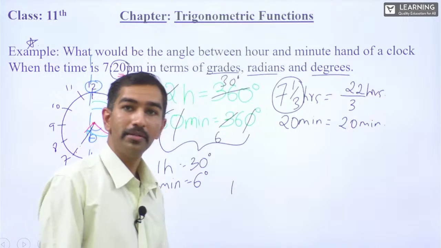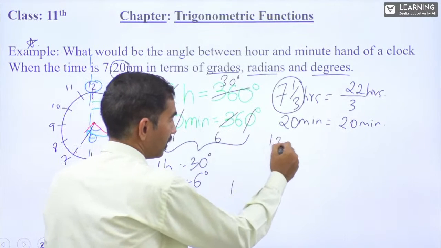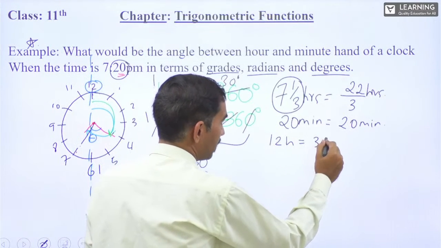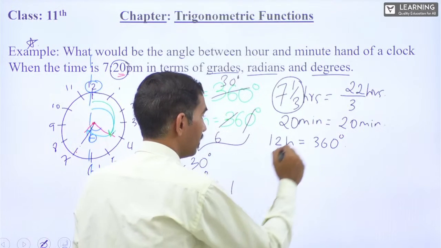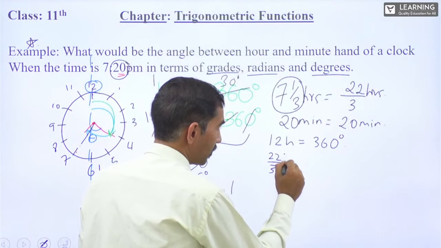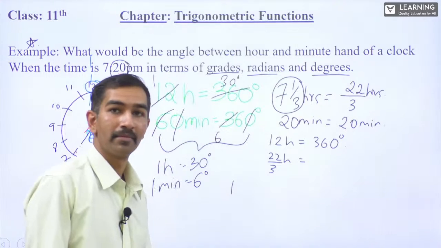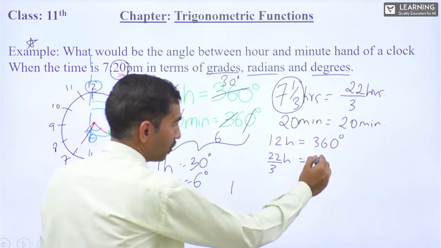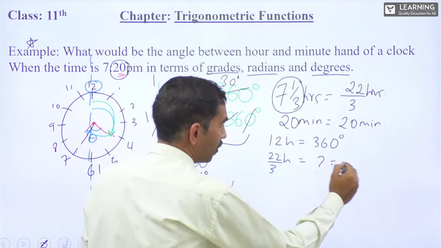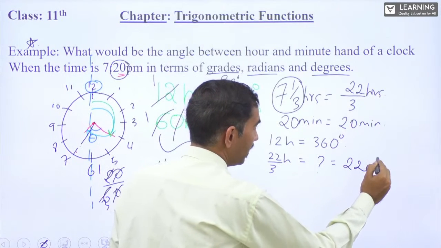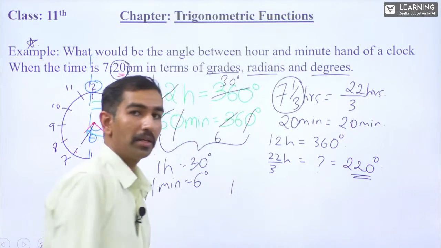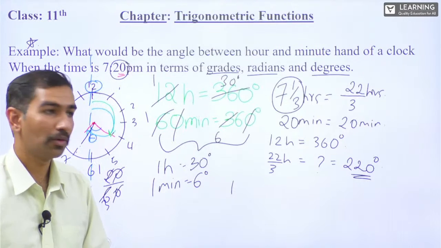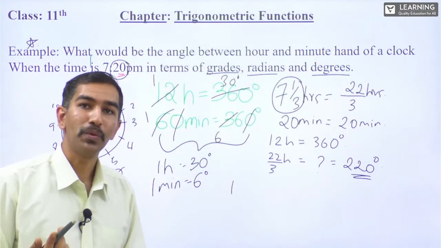But what do we know? We know this, right, students? 12 hours is equal to 360 degrees. Then 22 by 3 hours is equal to how many degrees? So cross multiply. Let us put a question mark here. Cross multiply, and if you solve it, you will be getting 220 degrees. So you can check this out. Just cross multiply and find out what is the question mark. You will be getting 220 degrees.